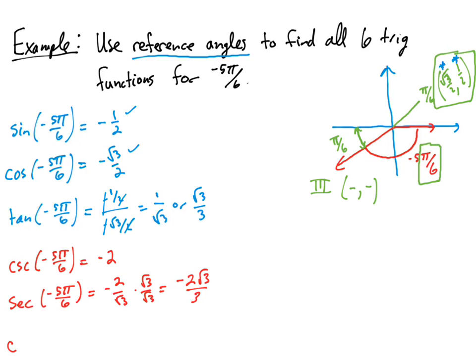And then lastly, cotangent of -5 pi over 6. This is the reciprocal of tangent. I'm going to use this version of tangent, √3 over 1. So that gets us the solution there. So this is a way that we can use reference angles in order to find trig function values.